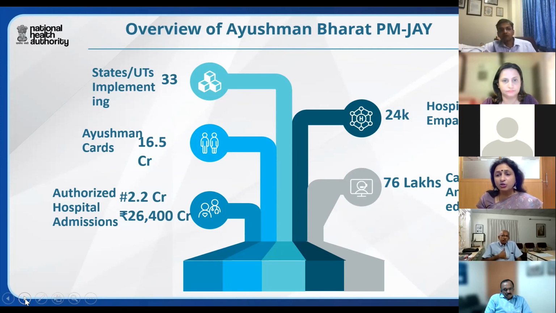We have distributed around 16.5 crore Ayushman cards. That gives an entitlement, because people feel much stronger and empowered when they have a card to share eligibility, and they can walk into any of these empaneled hospitals much more confidently than worrying about whether they would be identified and covered. So that is one of the major drives that we are doing.